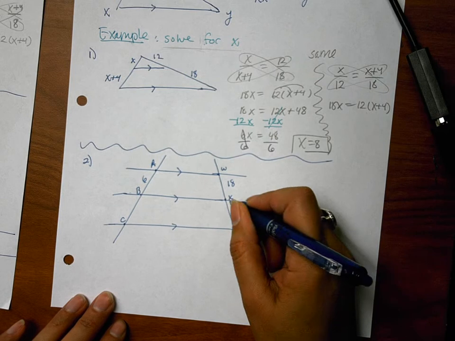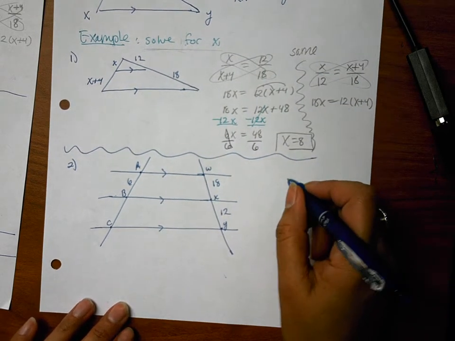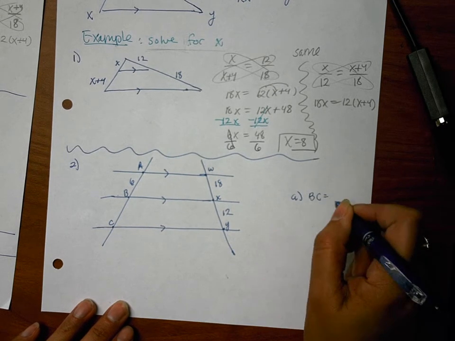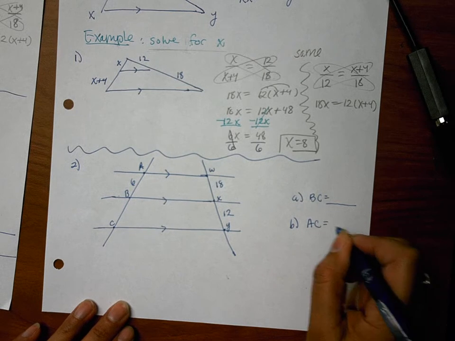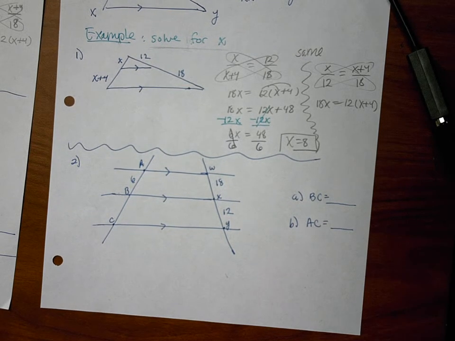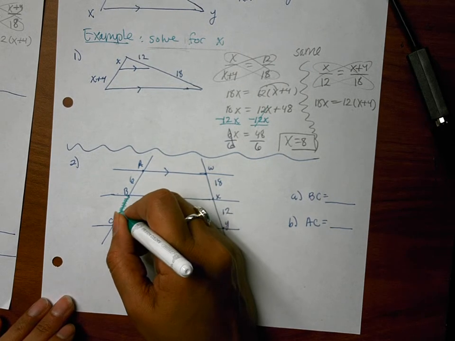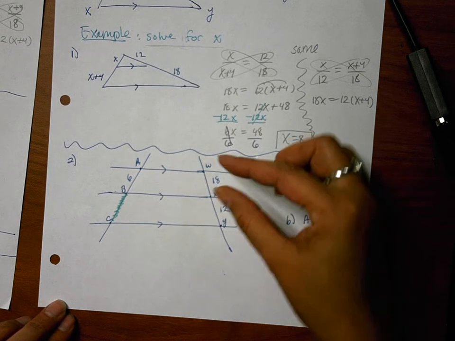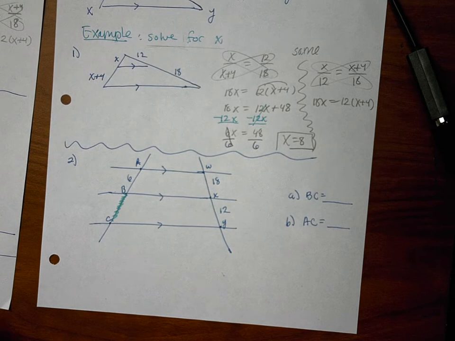AB is 6, WX is 18, and XY is 12. I want you to find A, the length of BC, and B, the length of AC. Okay, so where is the length of BC? BC is this length right here. And I know this segment is 6, this is unknown, this is 18, this is 12.